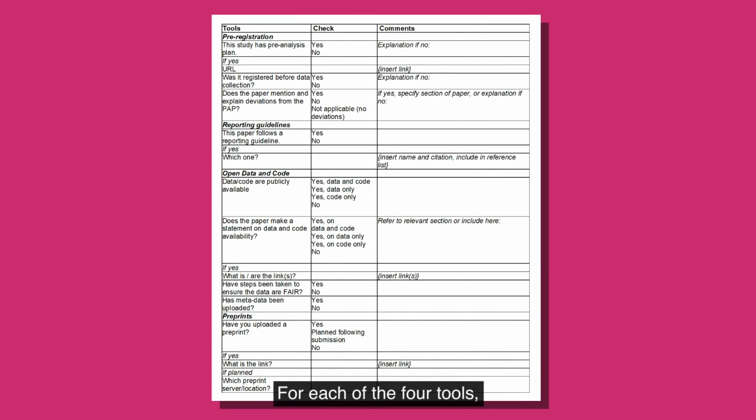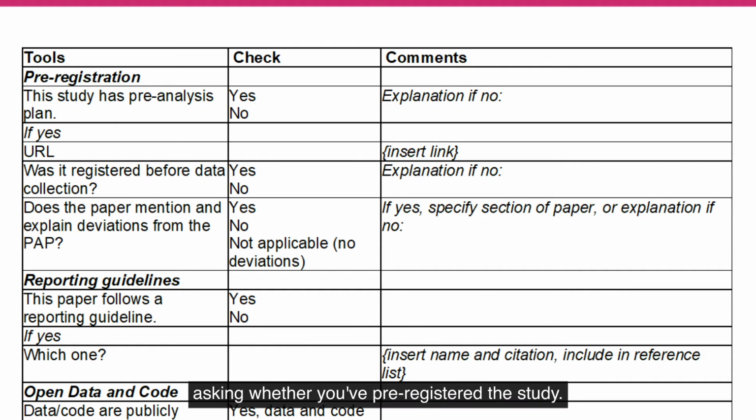For each of the 4 tools, there are a couple of questions to answer, and you're asked to insert links as appropriate. It starts with pre-registration, asking whether you've pre-registered the study. If so, there are some other questions to answer, such as whether you did this before data collection, and if any deviations from the pre-registration are noted in the manuscript.